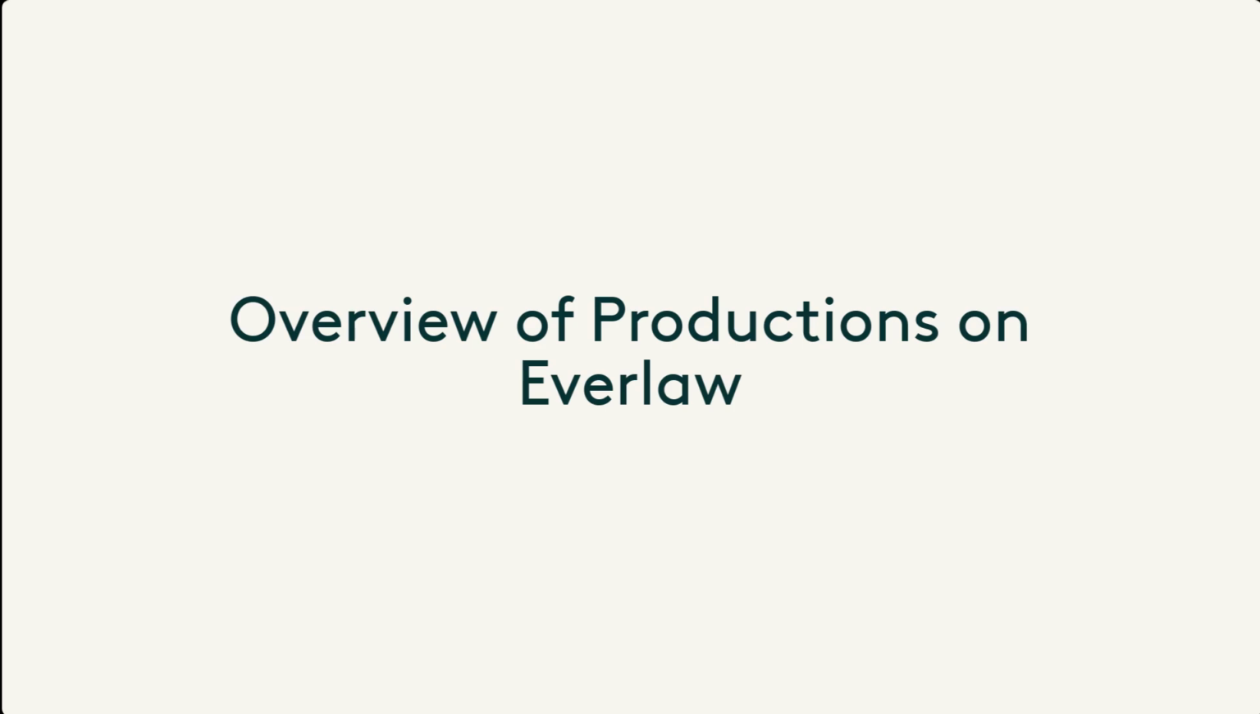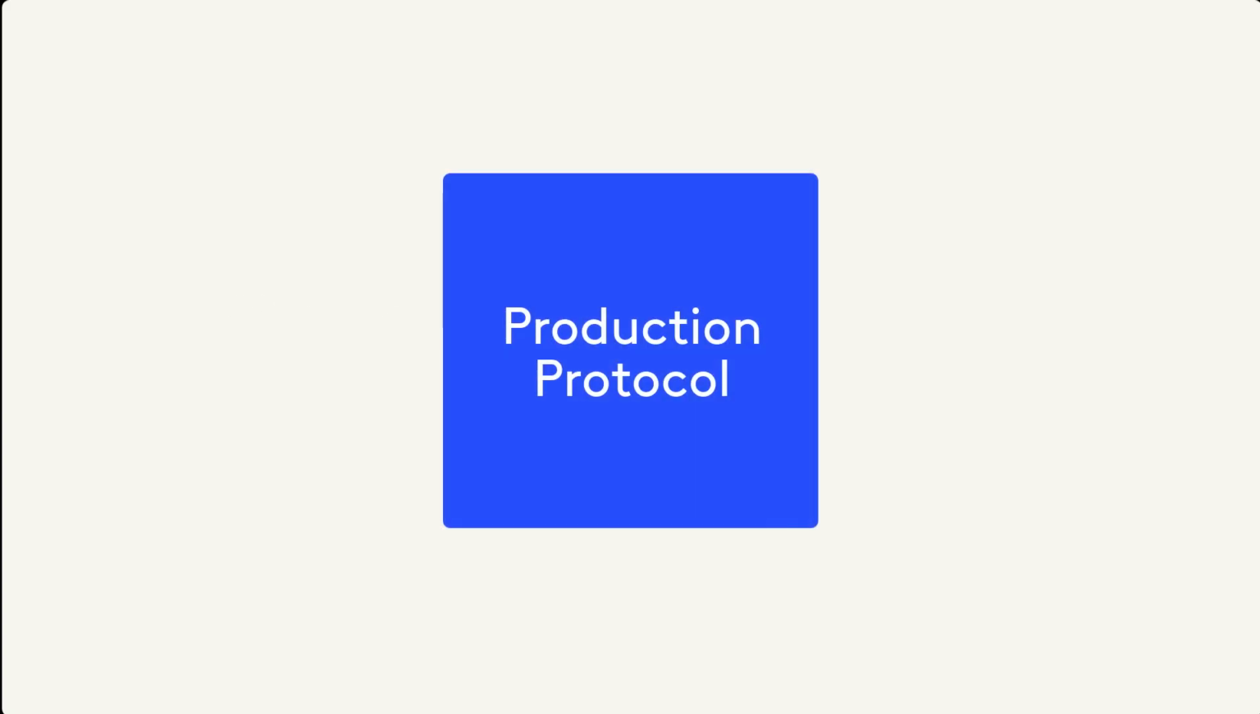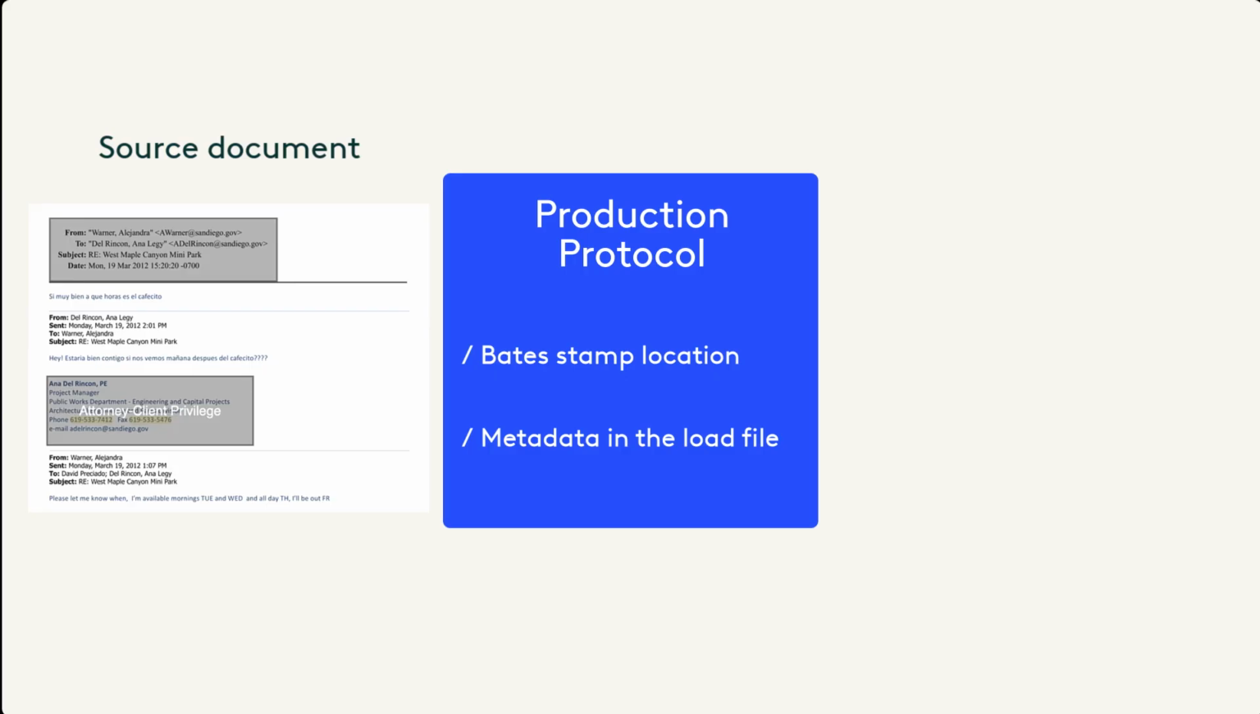Watch this video for an overview of productions on Everlaw. A production on Everlaw is based on a protocol that you configure. Your protocol specifies details such as the location of the Bates stamp and the metadata fields included in the load file. Then you run the protocol on your selected documents to produce new versions of those documents. The new versions meet the specifications of your protocol.